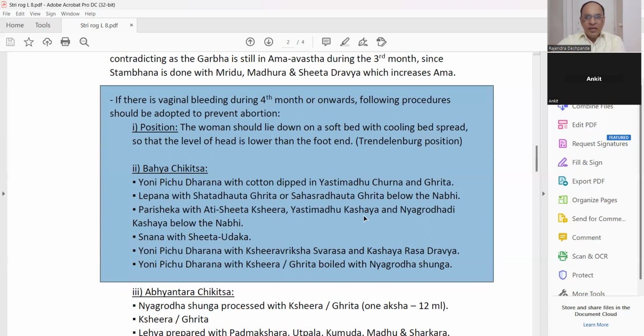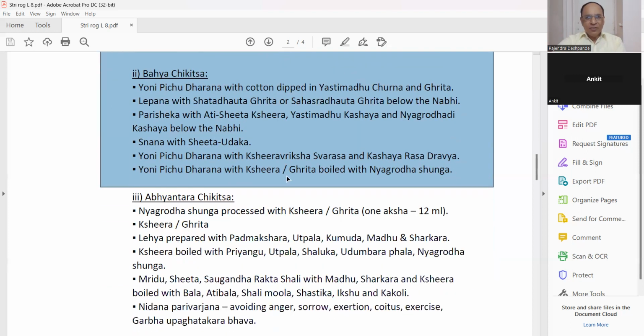Cold. Then Nyagrodhadi Kshaya below the Nabhi. Otipot in Marathi, lower abdomen, above the urinary bladder. Snana with Shita Udaka. Always use the Pittagna Chikitsa. Okay. Can you see? Snana with Shita Udaka. Next, Yoni Pichu Dharana with, what is that? Kshiri Vruksha. This is a complicated word, but write down Kshiri, having milk as a secretion. Latex. So that is a Kshiri Vruksha Swarasa and Kshaya Rasadravya.